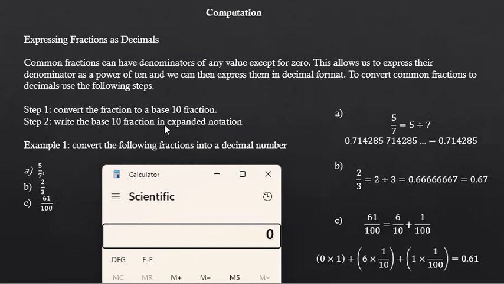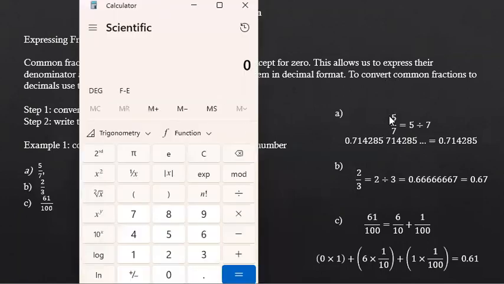Next, we write the base 10 fraction in expanded notation. Now we have some examples here. We have 5 over 7, 2 over 3, and 61 over 100. In the case of the fractions that are not base 10, a fraction is known as a division expression. So the numerator is divided by the denominator. On our calculators, to get the decimal form, we simply say 5 divided by 7 is equal to, and this is our answer. Now this is a recurrent decimal.